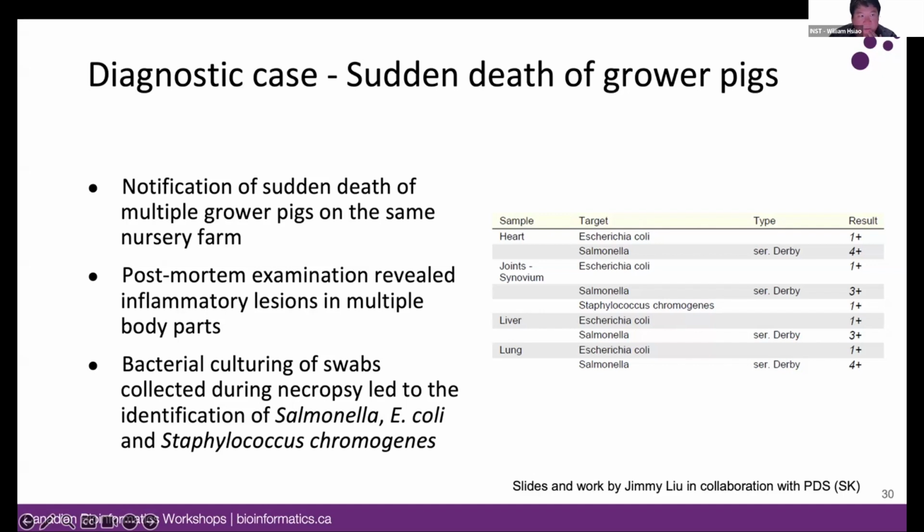In this study, what happened was that they noticed a sudden increase of death in grower pigs from the same nursery farm. And the post-mortem examination then revealed inflammatory lesions in multiple body parts. And they isolated several different types of bacteria from these pigs. As you can imagine, it's not just going to be a single clear pathogen. Often there are multiple pathogens, or potential pathogens, let's call them, associated with these samples, right?